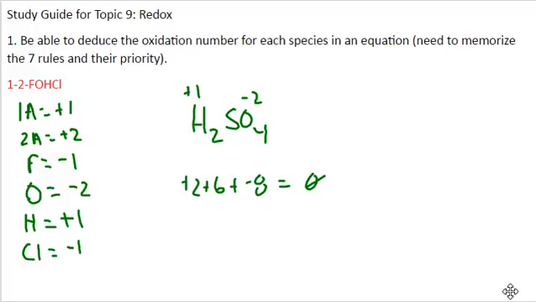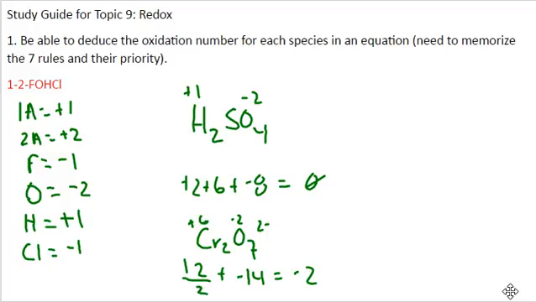If it was something like dichromate, Cr2O7, which has a minus 2 charge overall, I would still assign oxygen the minus 2 for a total minus 14. But now instead of adding up to 0, this adds up to minus 2. So now the charge on chromium has to be a total charge of plus 12 for 2 different chromium, or each chromium is a plus 6 charge. So those are the rules for assigning oxidation states.